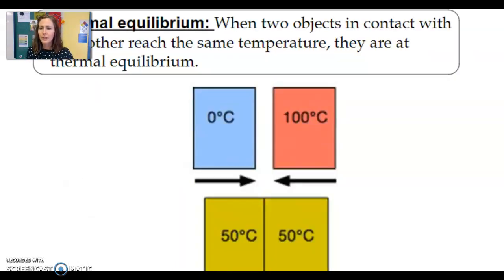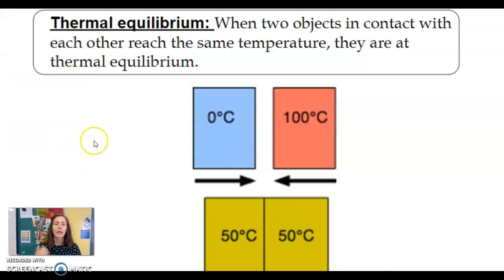The next thing we're going to talk about is thermal equilibrium. Again, we're talking about heat, we're talking about temperature, and we're talking about the fact that heat goes from hot to cold. So when two objects are in contact with each other, they reach the same temperature, they are at thermal equilibrium. If I put some cold water and some hot water and mix it together, they are going to reach an equal point. It's not going to be exactly in the middle depending on the type of solution. It's going to vary a little bit, and also depends on volume.